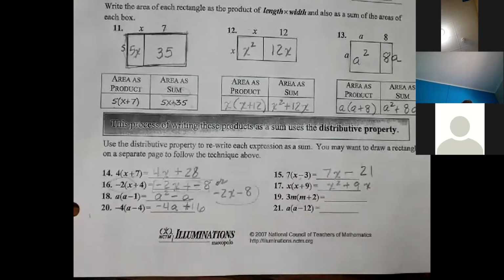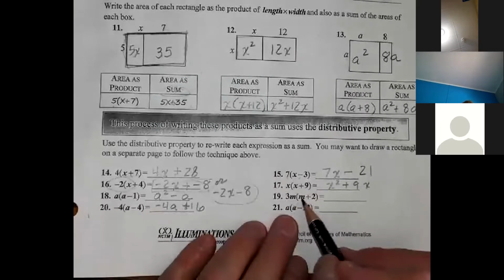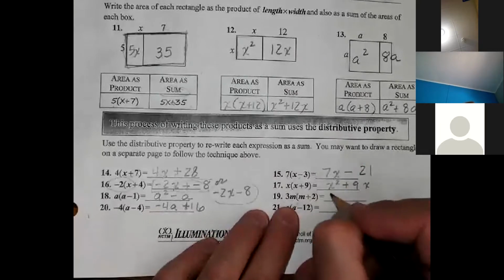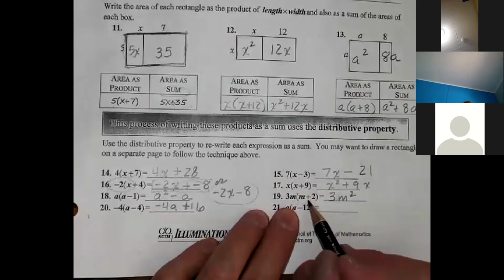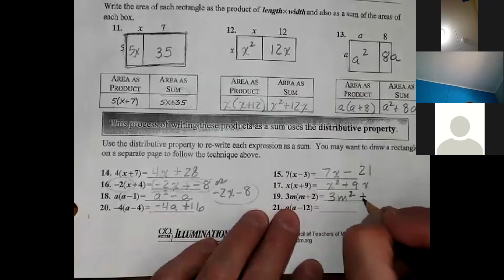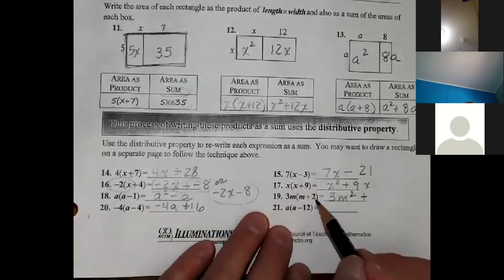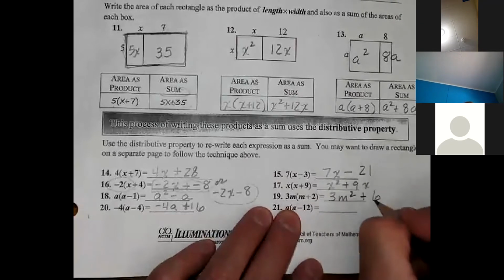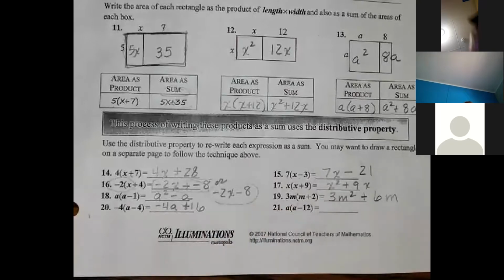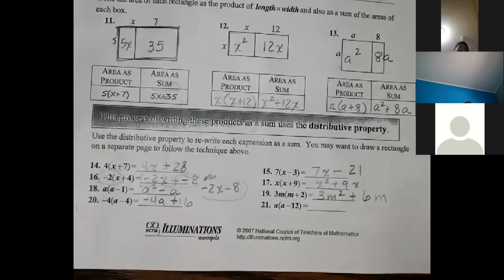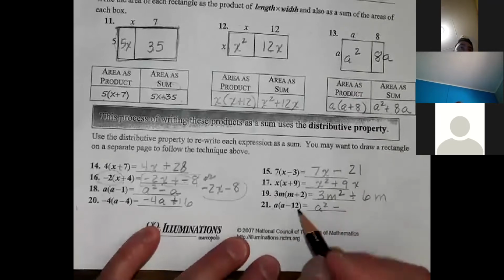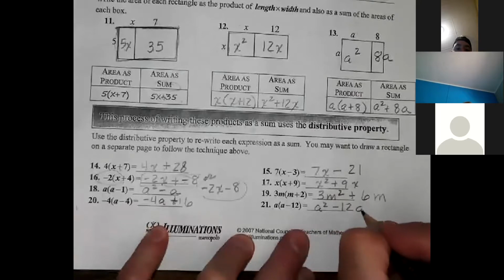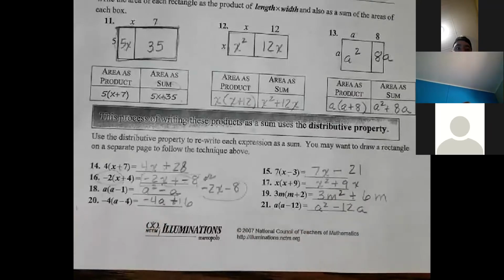Okay, number 19. So 3 times m times m is going to be 3m squared. And then we're going to add 3m times 2, which is going to be 6m. Okay. And this one is m squared minus, and 1 times 12 is 12.